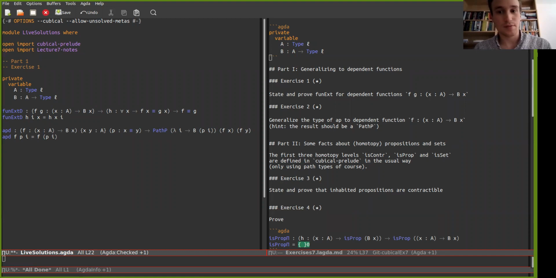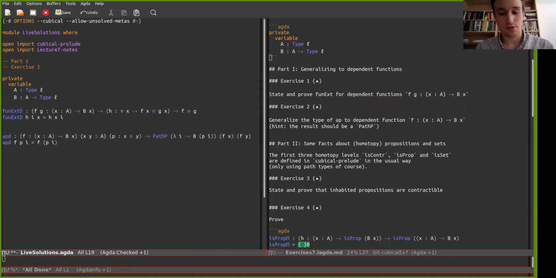Exercise 3. Well, this was 2. Now we're going to part 2. Actually, I don't know why I included this. This is nothing cubical really. State and prove that inhabited propositions are contractible.